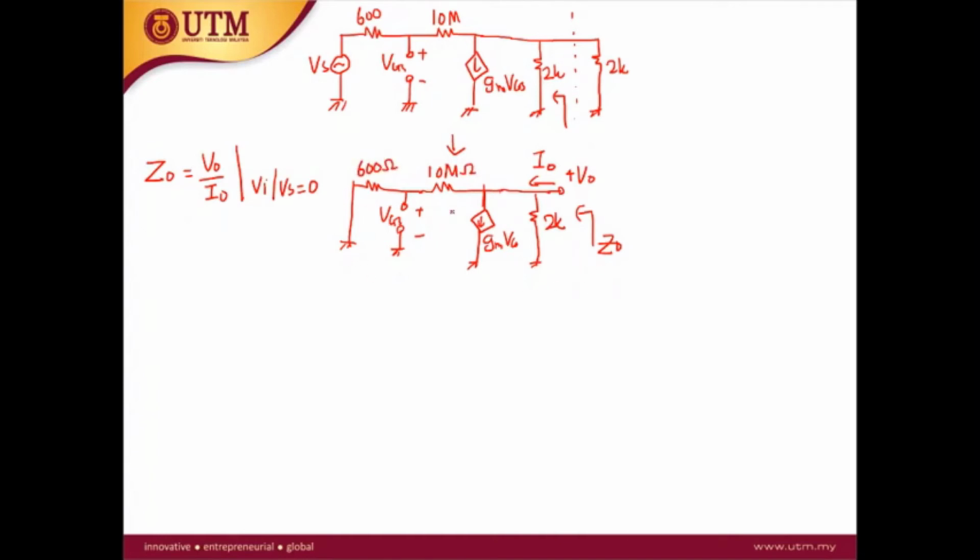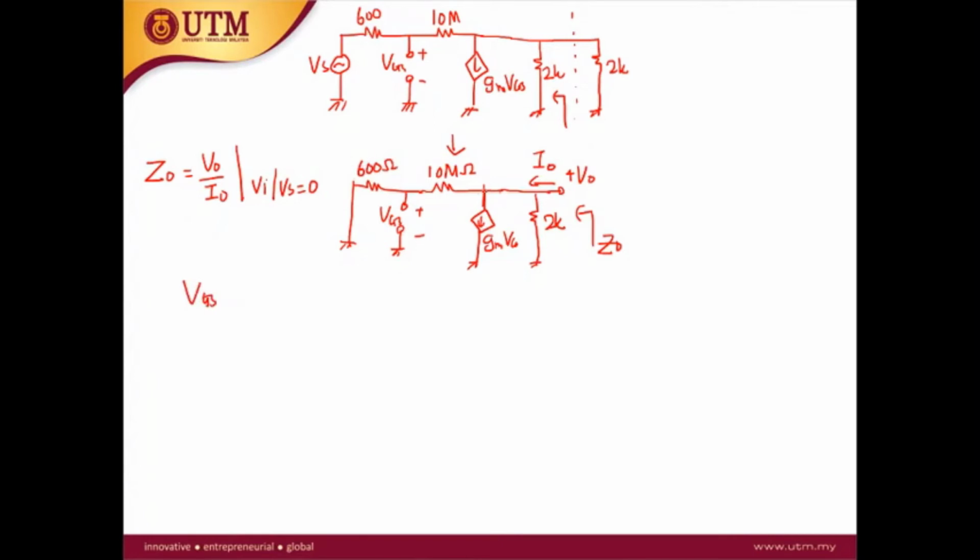Okay. When you see this type of circuit, there's a high possibility that VGS is equal to 0. So how are we going to verify that VGS is equal to 0? What we can do is define the VGS. So here VGS is the voltage across the 600 ohm.